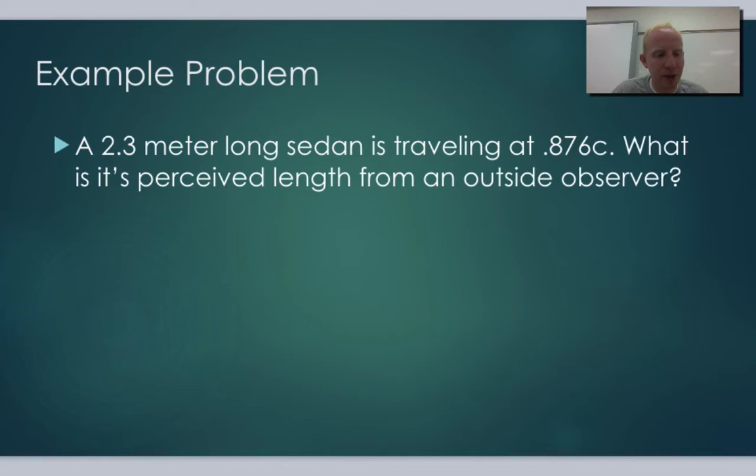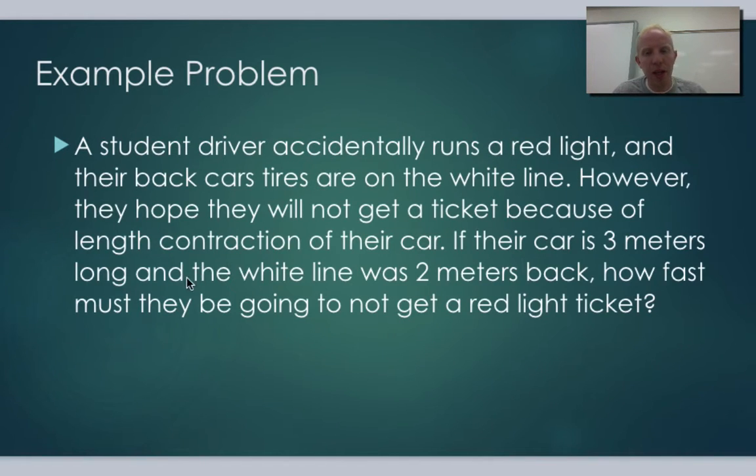All right, let's try another one. Okay, so a student driver accidentally runs a red light and their back car tires are on the white line. However, they hope that they will not get a ticket because of length contraction of their car. By the way, don't ever depend on that. If their car is 3 meters long and the white line was 2 meters back, how fast must they be going to not get a red light ticket?